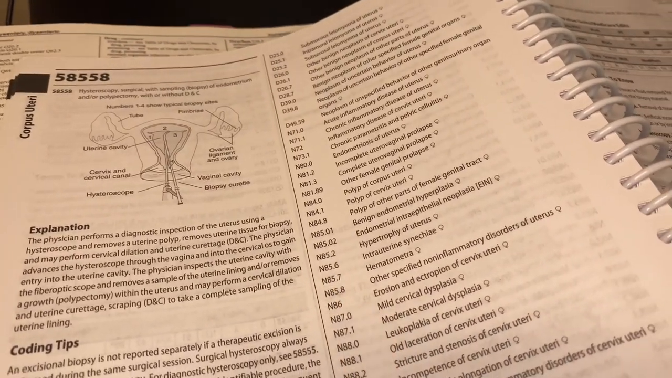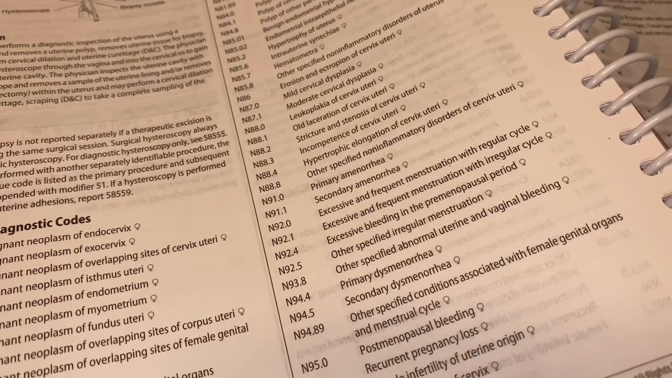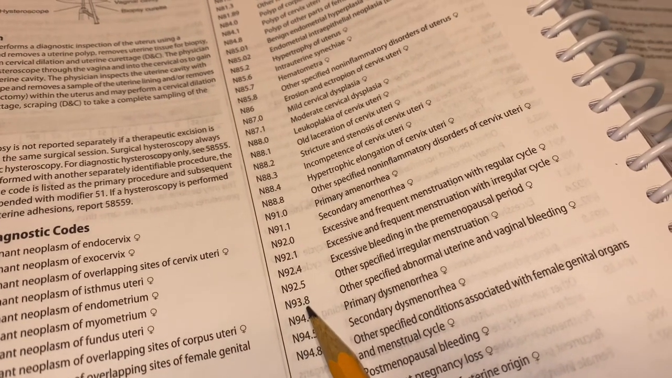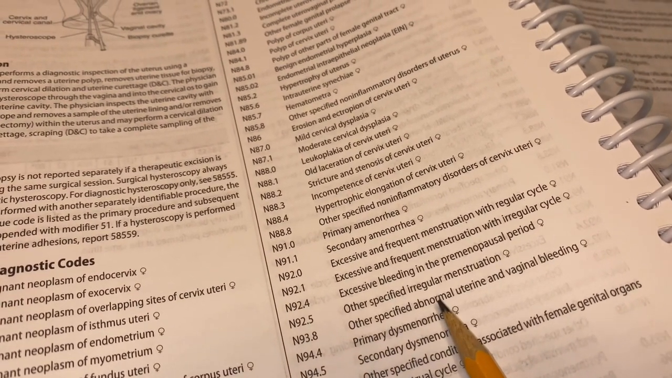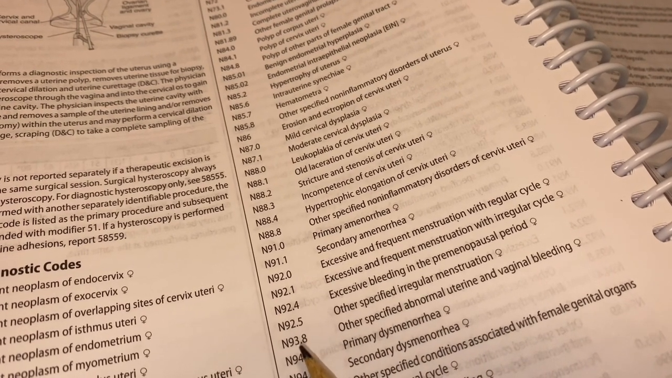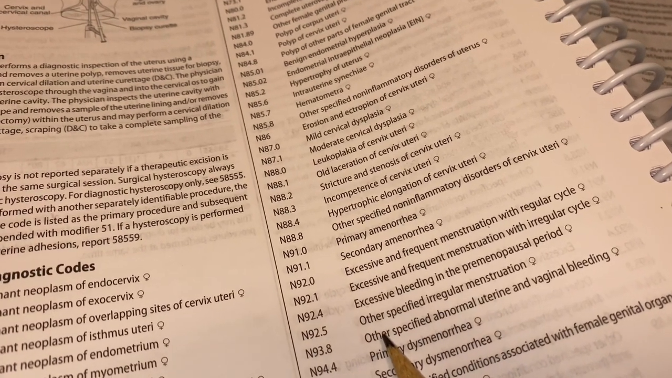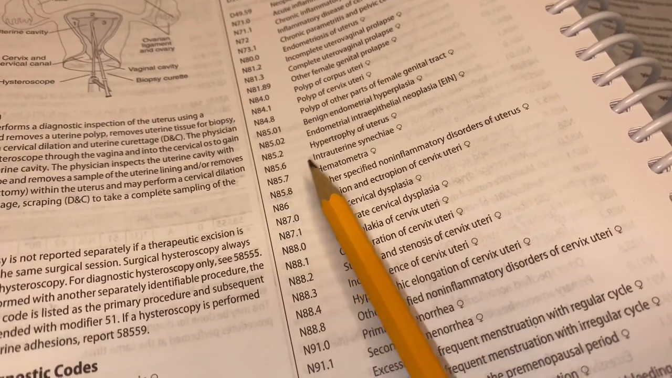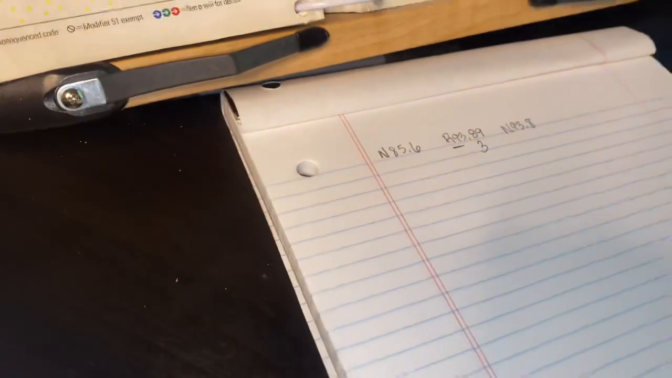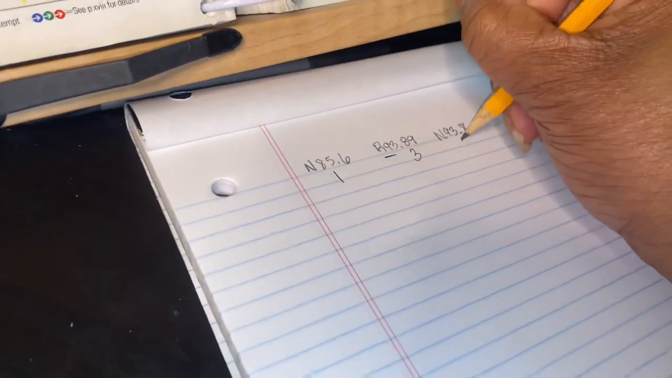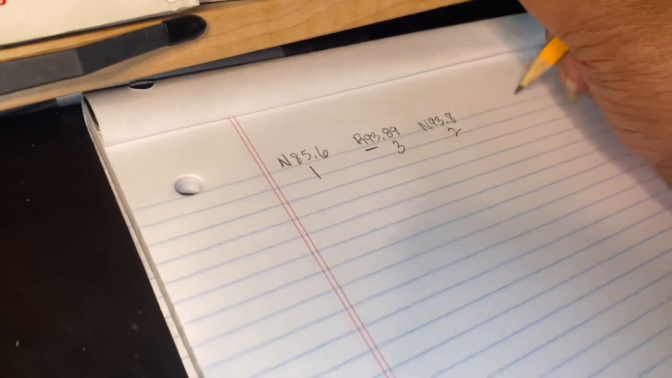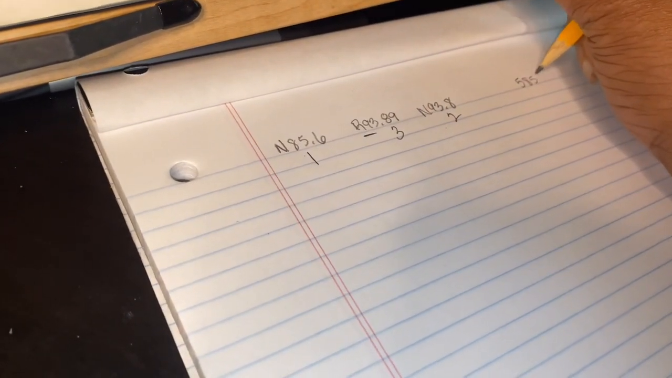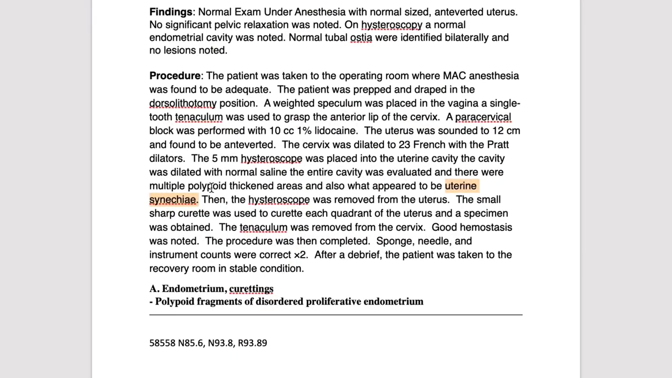And the other one was N93.8. And that is also on here. And this one says other specified. So when it comes to N93.8, this is an other code, and then the N85.6 is not an other code. So what I'm going to do is I'm going to link this as, this is my first one, this is my second one, and my CPT code is the 58558. And that is what we have for this first case.